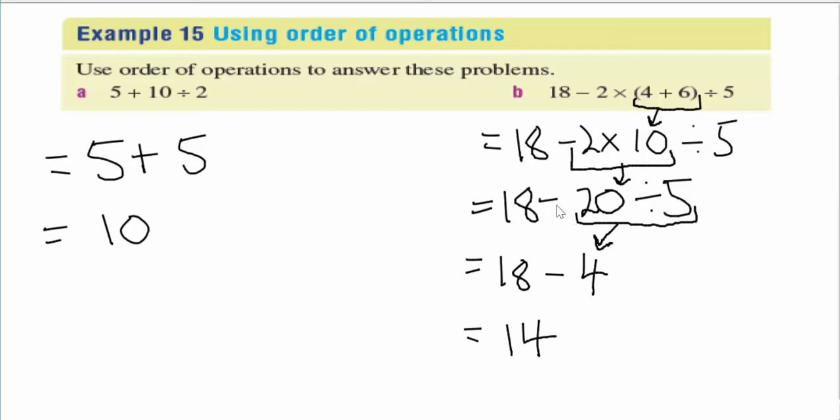Now I'm working on this part, so the 18 and the minus just drop down. 20 divided by 5 gives me the 4. And then I can solve that last part of the problem.